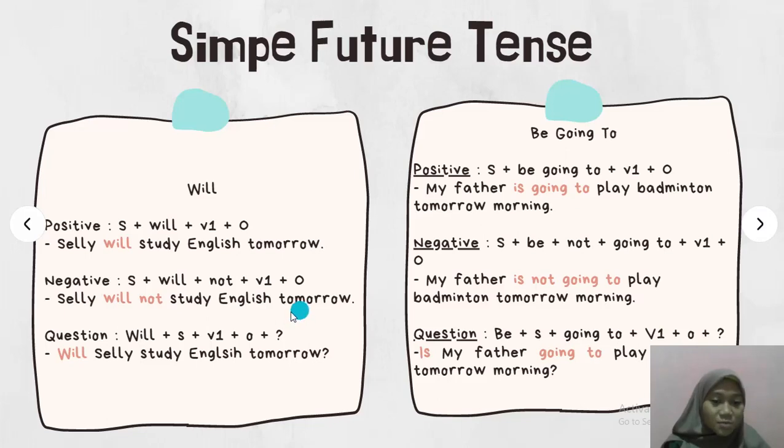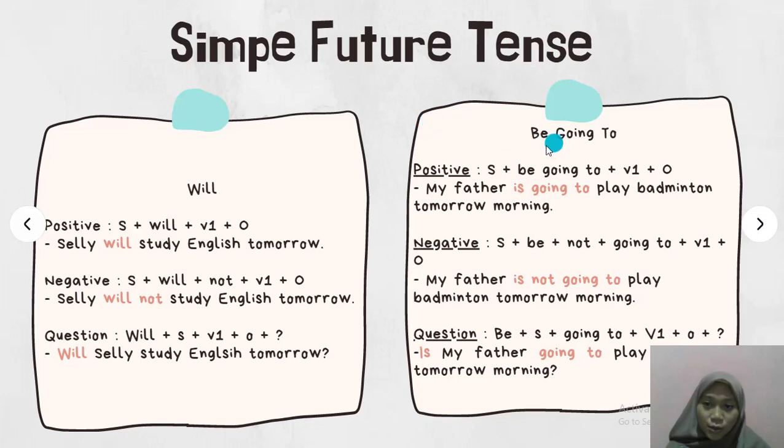And how about the question sentence? The formulation is will. We put will at the first of the sentence or the beginning of the sentence. After will, we put subject and then verb 1, object, and time signal. For example, will Sally study English tomorrow? Here is will for the first, and Sally as a subject, study as a verb 1, English as an object, and tomorrow.